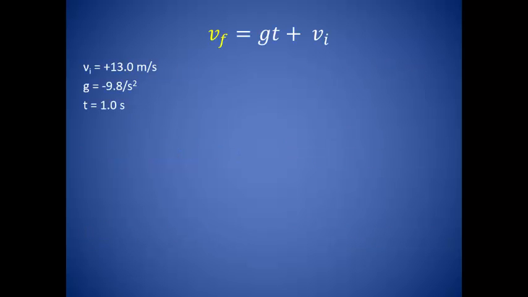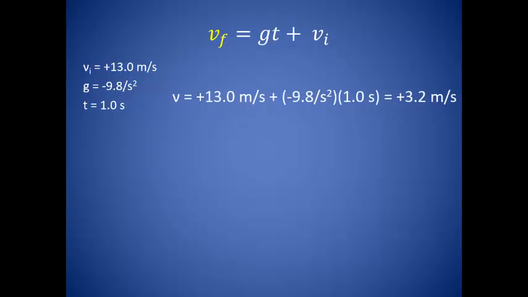Going back to our ball, we can see how these values can be substituted into the equation for velocity. We know our initial velocity, our acceleration, and our time, so we can plug in all of our knowns to find a final velocity of a positive 3.2 meters per second. Notice that the ball is slowing down, but the velocity is still positive since it is still moving in the up direction. Remember, when the acceleration is in the opposite direction of the motion, the ball will slow down.